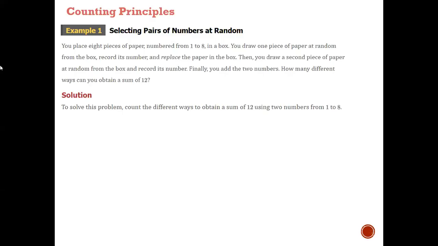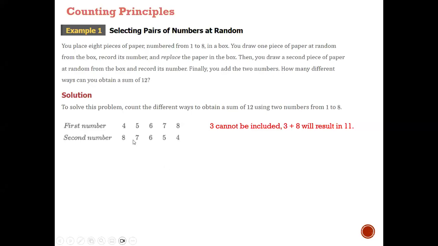So we're going to count the different ways to obtain a sum of 12 using two numbers from 1 to 8. The first number, we're going to go from 4 to 8 only, because for numbers below it, for example 3, you're not going to get the sum of 12, because the highest it can be added to is 8, and 8 and 3 is 11, so that's not going to work. So 3 and numbers less than that are too small. Okay, so we're only using 4 to 8. Then we put what the second number must be to get a sum of 12.